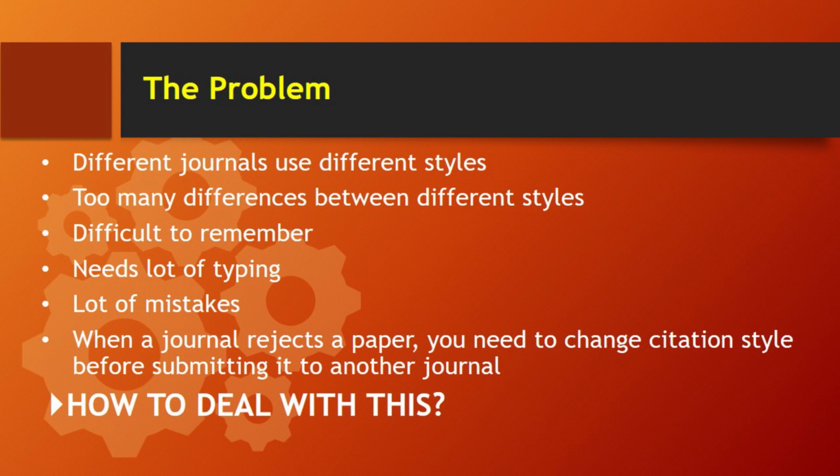So the problem is obvious. Different journals use different styles. There are too many differences between different styles. It is very difficult to remember the exact details of a particular referencing style. Then this needs lots of typing, and of course there will be lots of mistakes when you type, and when a journal rejects a paper, you need to change the citation style before submitting it to another journal. So these are the problems that an author faces while writing the reference section.